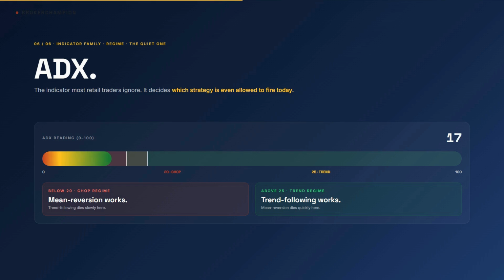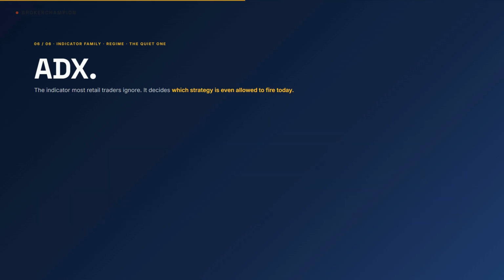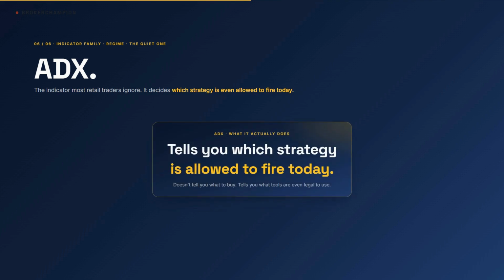Because running a trend following strategy in a choppy market is how accounts die slowly. And running mean reversion in a strong trend is how accounts die quickly.